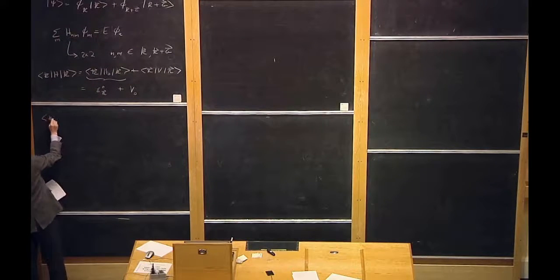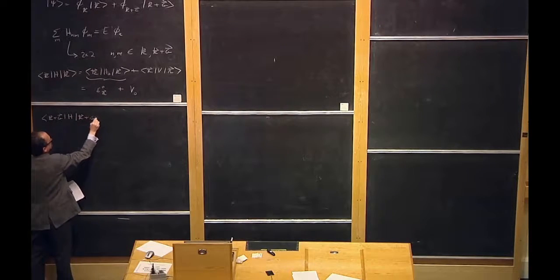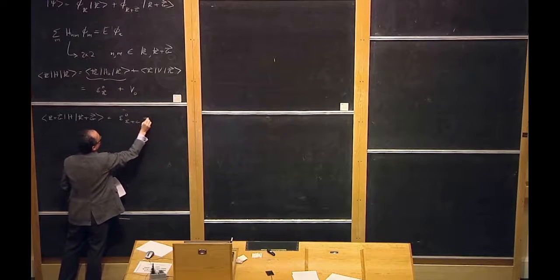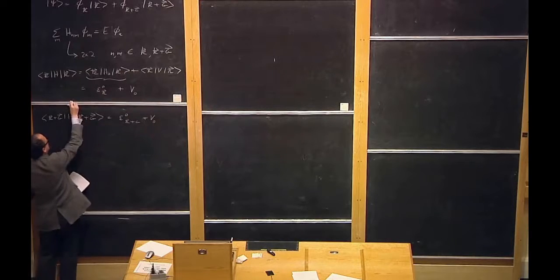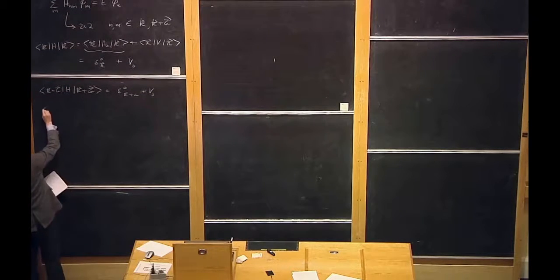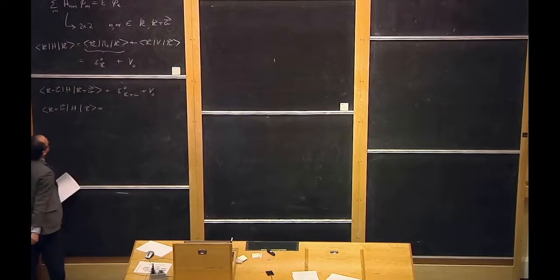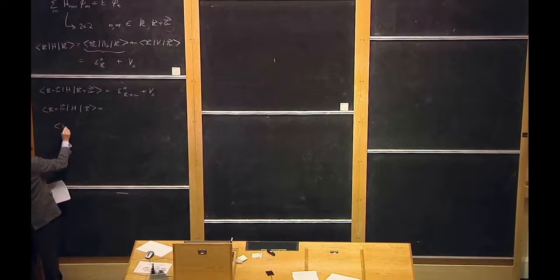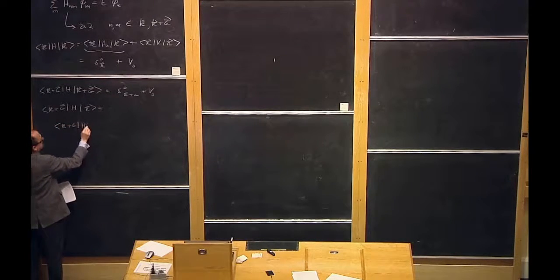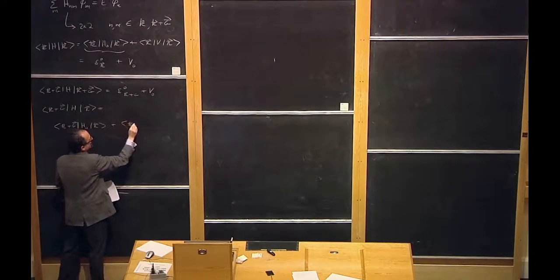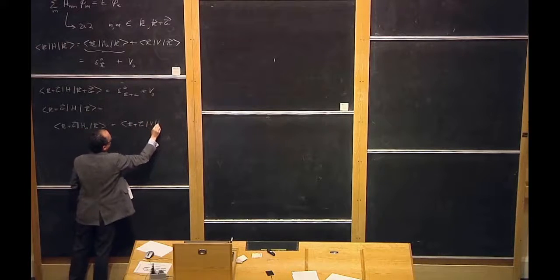Similarly, ⟨k+G|H|k+G⟩ is equal to E₀(k+G) plus V₀ again. The more interesting terms are the off-diagonal terms of the 2 by 2 matrix, ⟨k+G|H|k⟩. So let's write out the pieces of this. We have first ⟨k+G|H₀|k⟩, and the second piece is ⟨k+G|V|k⟩.